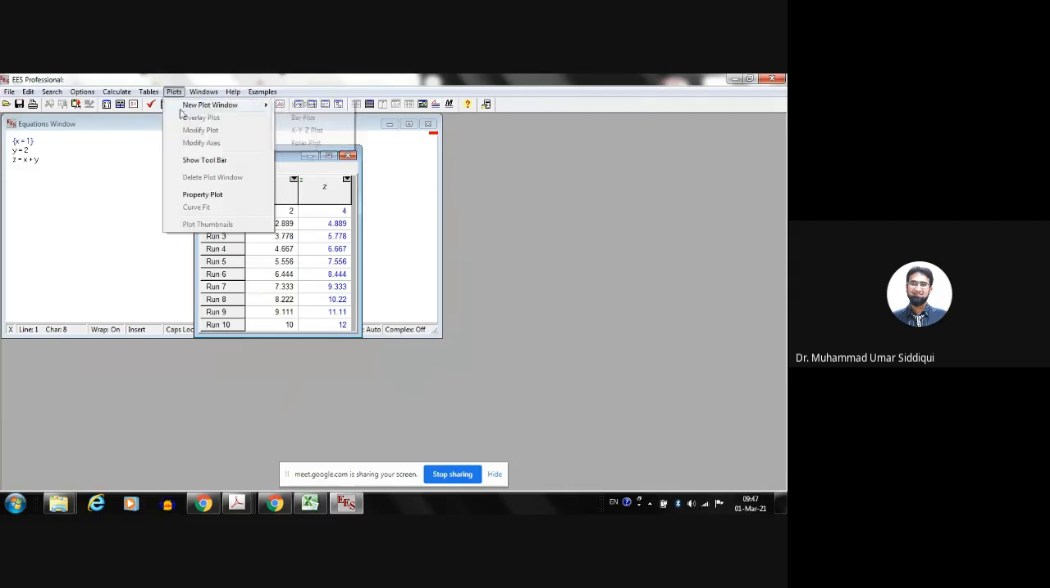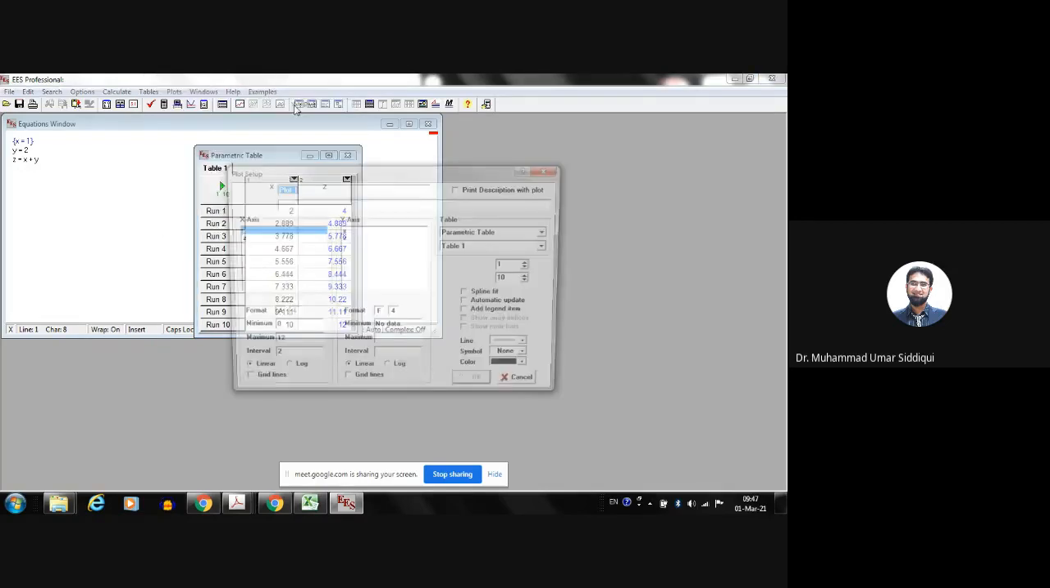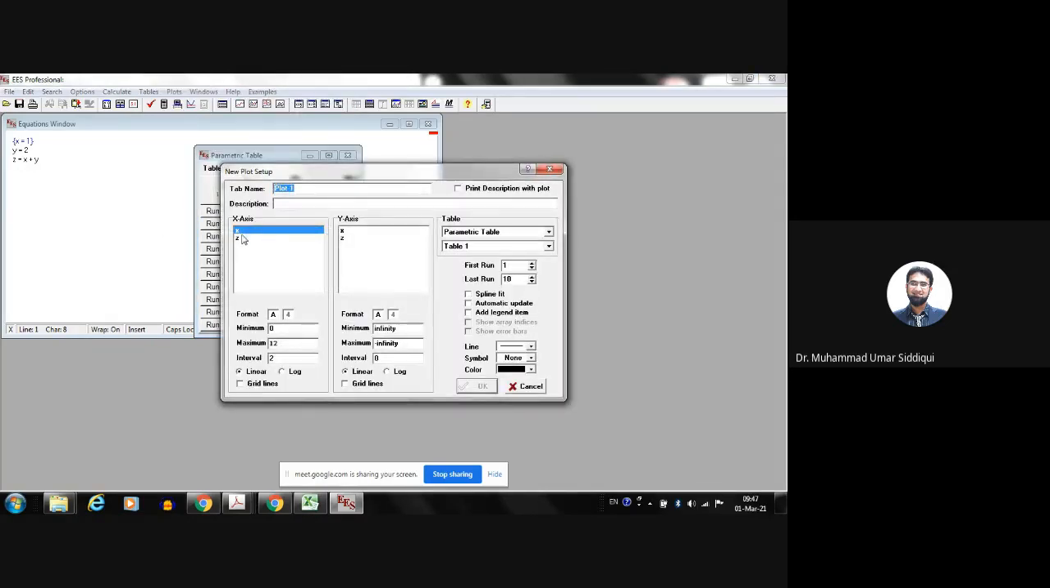Let's say if I need to plot it, I need to plot an xy plot. On the x-axis I need the x value, on the y-axis I need the z value. Just plot it.